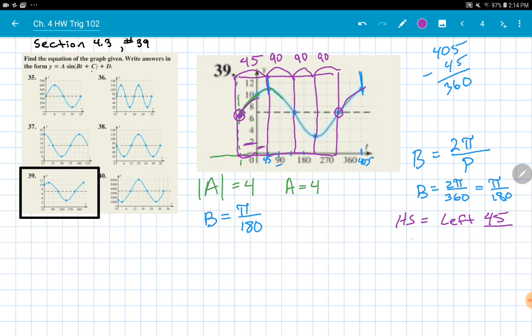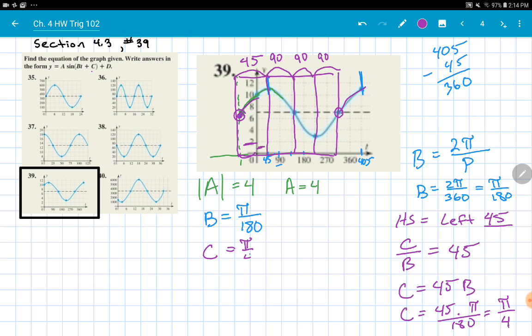Okay, and the horizontal shift equals C over B. So if C over B equals 45, then that tells me C equals 45 times B. And B I decided is pi over 180. So C equals 45 times pi over 180. So that reduces to pi over 4. There's 4 45s in 180. So that gives me that C equals pi over 4.